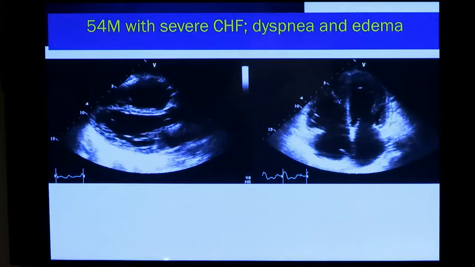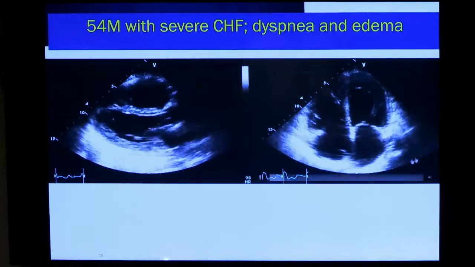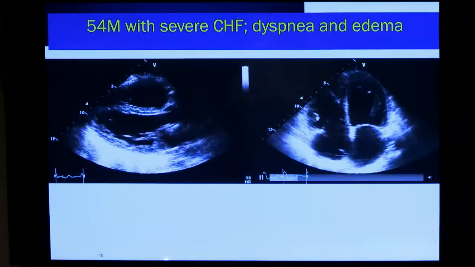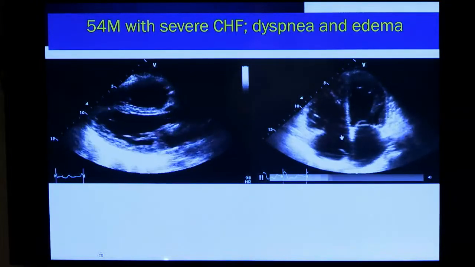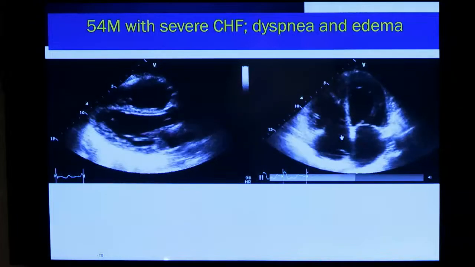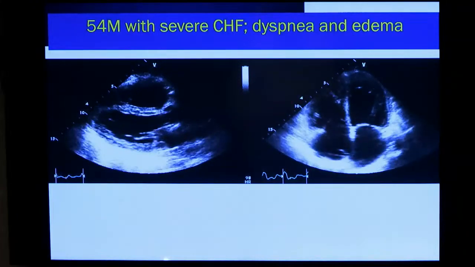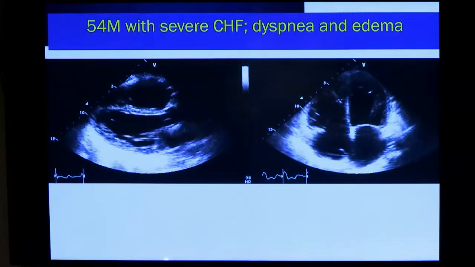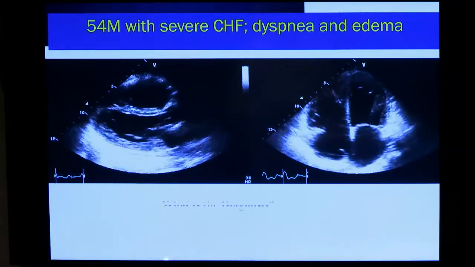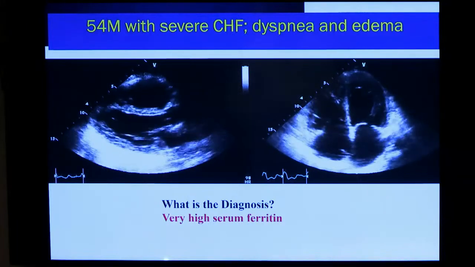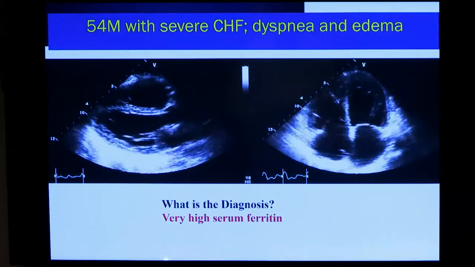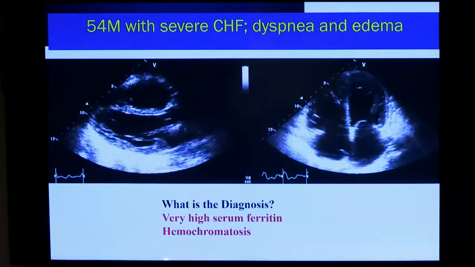What about this one? This is really bad, right? You have biventricular enlargement and really bad function on both ventricles and biatrial enlargement. This is a very, very sick heart. What is it? Could be a lot of things. But there's a very high serum ferritin. That now points in one important direction, hemochromatosis.